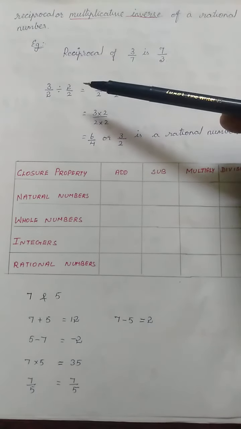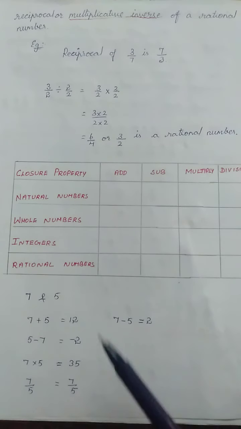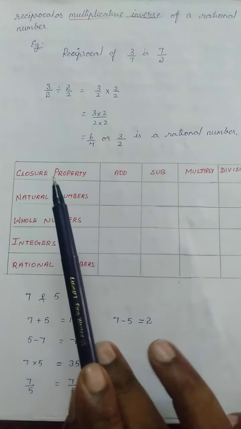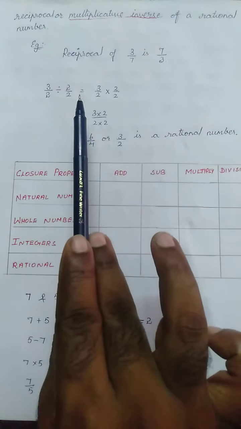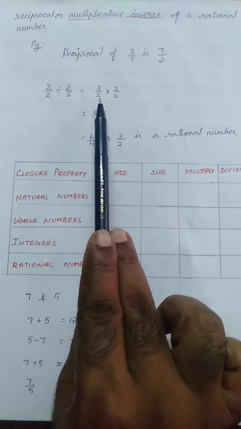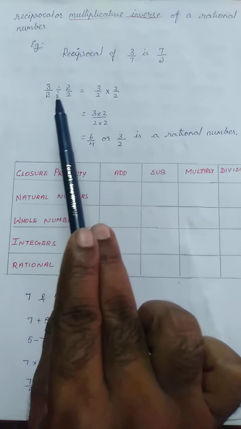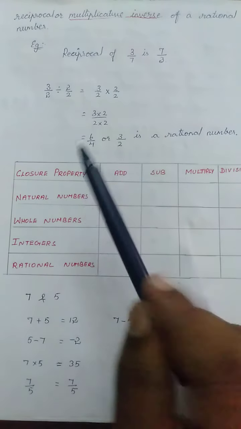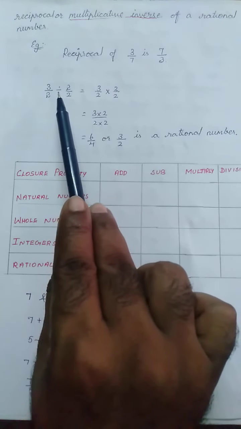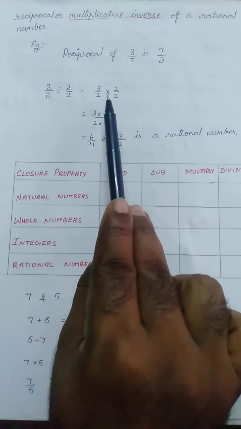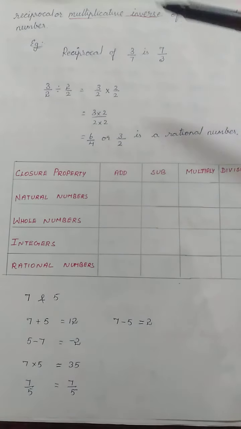Now let us see division of rational numbers. Now we have two rational numbers, 3 by 2 and 2 by 2. So 3 by 2 divided by 2 by 2. Write the first number as it is, 3 by 2, and we can't do anything with this division symbol with rational numbers. So in order to do some kind of operation, we will change this division symbol into multiplication. That is why we learned reciprocal here.